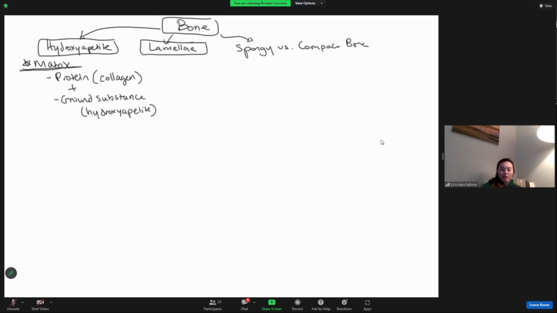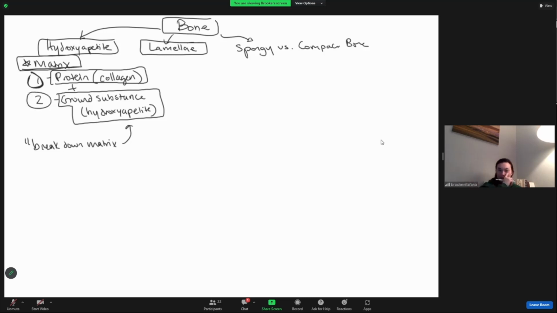So collagen is the protein. And then the ground substance of the matrix is the hydroxyapatite. But when we say things like break down the matrix, really we're talking about the hydroxyapatite. But technically the matrix is 2 things, protein and then hydroxyapatite, so 2 components.